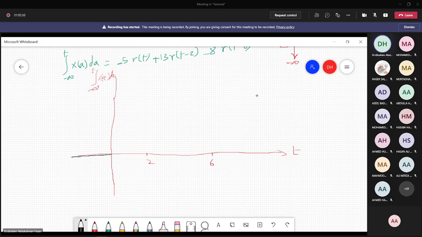So slope equal to minus 5, which means that at 1 it is equal to minus 5, at 2 it is equal to minus 10. So this is the line with a slope equal to minus 5.